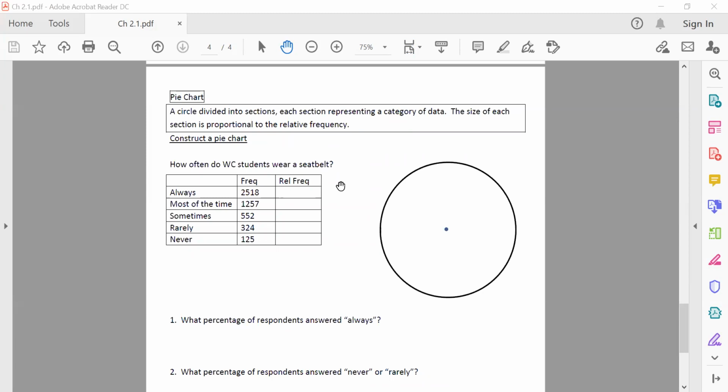What does that mean? Well, that means the pie chart is cut into slices. The larger the slice, the more that specific category is represented, or takes up, of the whole pie. The smaller a slice, the less prevalent that category is. So the way we're going to do that is, say a number of Weatherford College students were asked, how often do you wear a seatbelt?